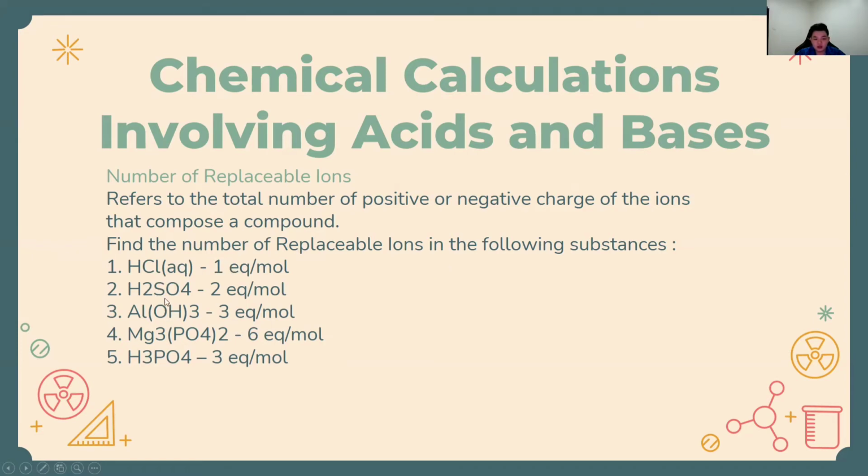Then H2SO4 is 2 times 1, and then Al(OH)3 is 3 times 1. Then Mg3(PO4)2 is 6 because 3 times 2. Then H3PO4 is 3 times 1.